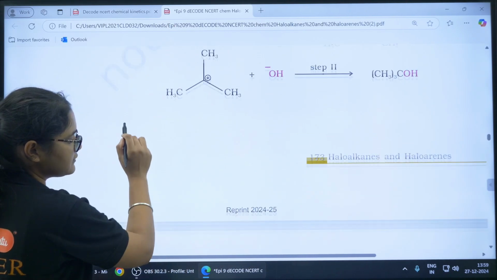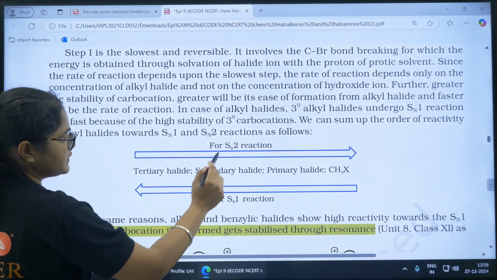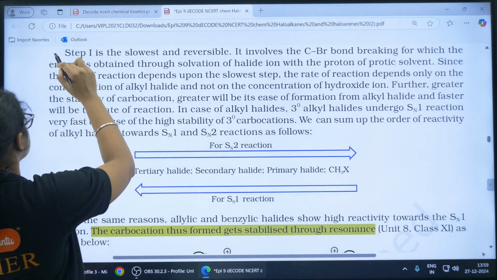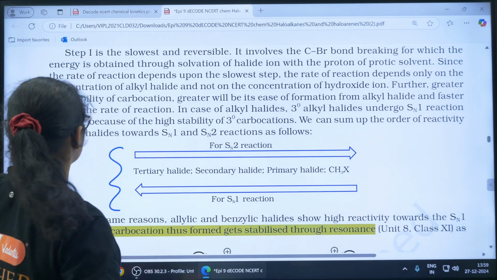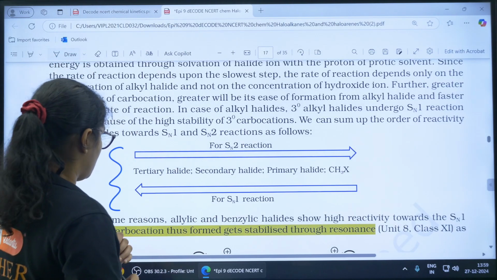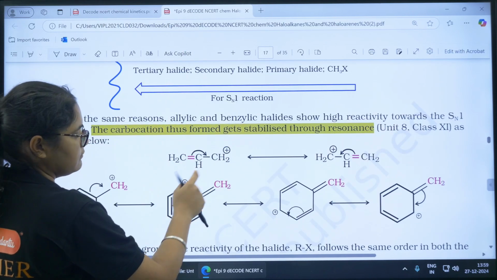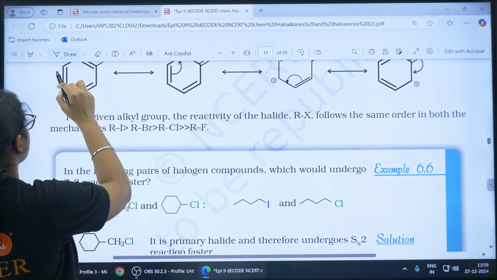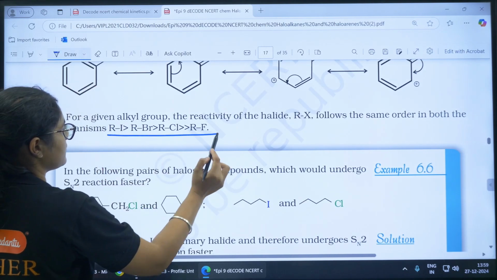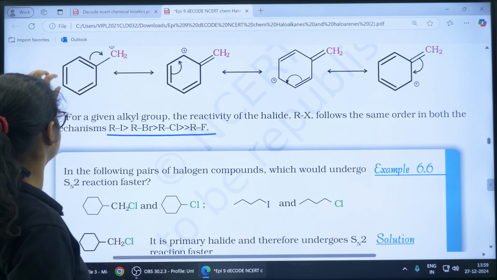Okay. Next, if I move towards the order, for the SN2 reaction, which is the order, and for the SN1 reaction, what is the order? That you should be knowing. Next we have what is resonance stabilized carbocation, that also you should be knowing. Then the order here is again very important, RI, RBr, RCl and RF. Okay, order of SN1 reaction.